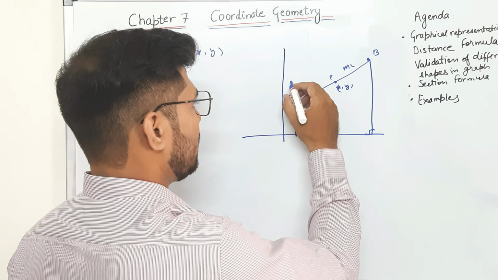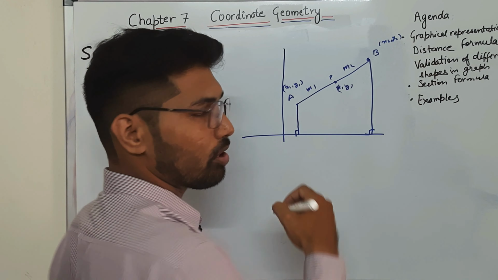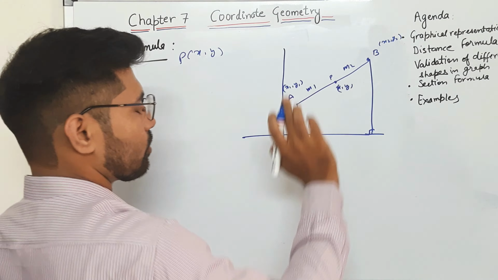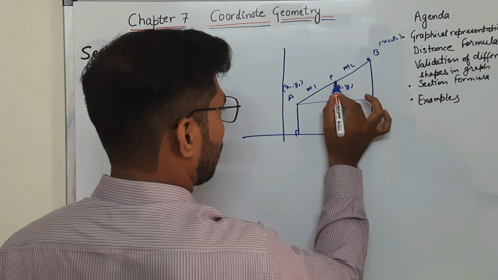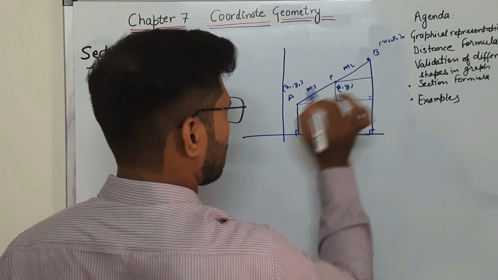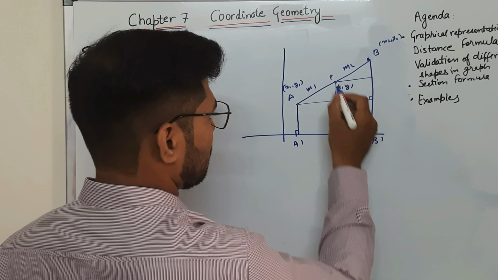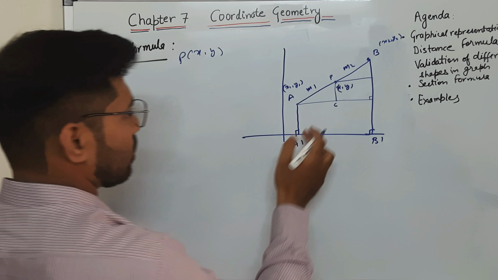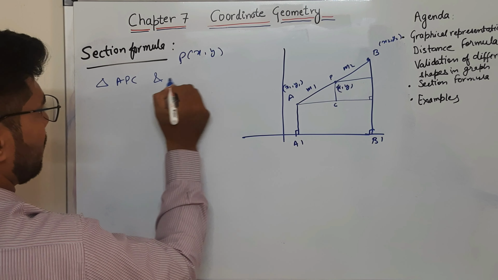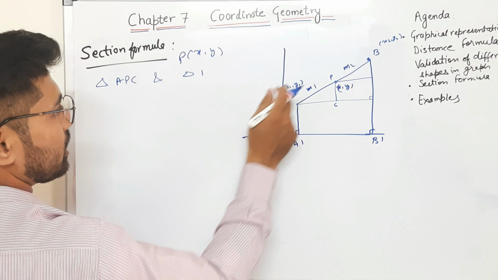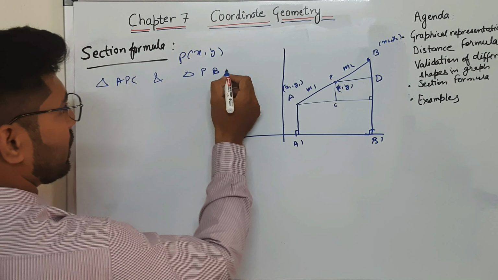Now A is x1 comma y1, let's suppose, and B is x2 comma y2. So we have the coordinates of A and B. Now draw the perpendicular here, and draw this one also. Now let's suppose this is C, this is A dash, this is B dash, this is P. Now you see triangle APC, and this other triangle, let's suppose this is D, PBD.